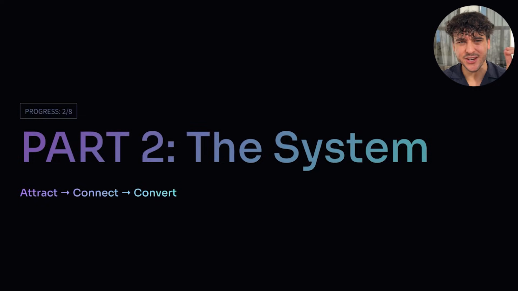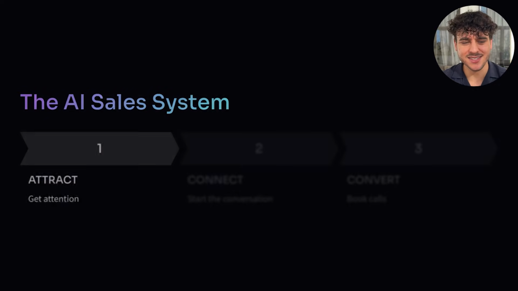Which brings me to part two, the system. Attract, connect, convert. The AI sales system is built into three separate phases. The first stage is to attract the type of leads you want. This is how you get attention.